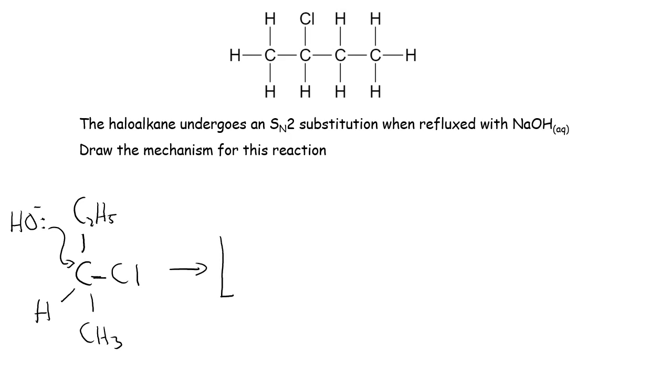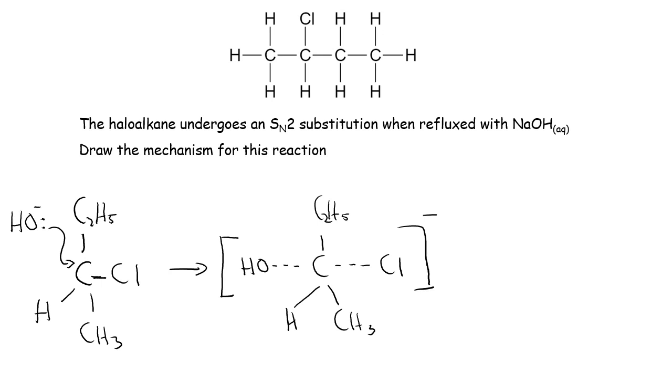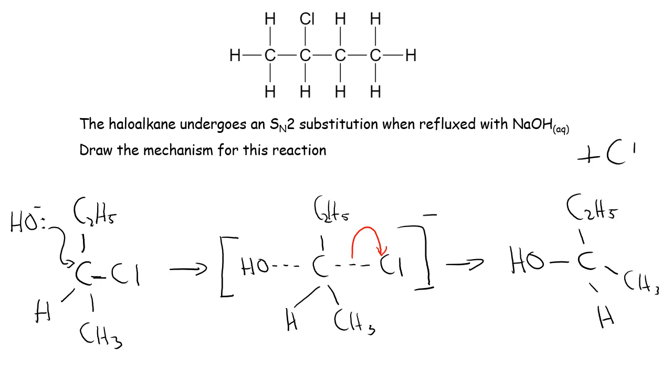And what we're going to make is a really long intermediate where it is trigonal bipyramidal. So we have our H, O, our dashed bonds, and this has a total negative charge on it. And what happens is then we have the chlorine come off, which gives us our product plus RCl minus.